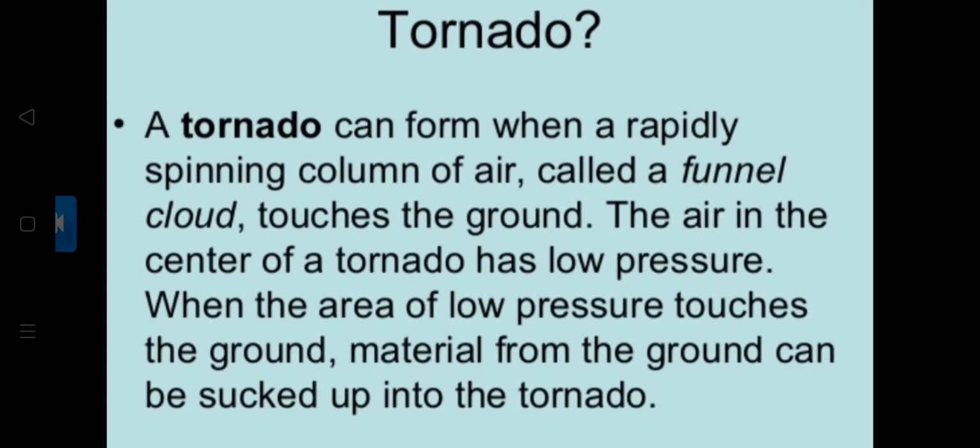Now, a tornado. How does a tornado also form? A tornado can form when a rapidly spinning column of air called a funnel cloud touches the ground. The air in the center of a tornado has a low pressure belt. When the area of low pressure touches the ground, material from the ground can be sucked up into a tornado.